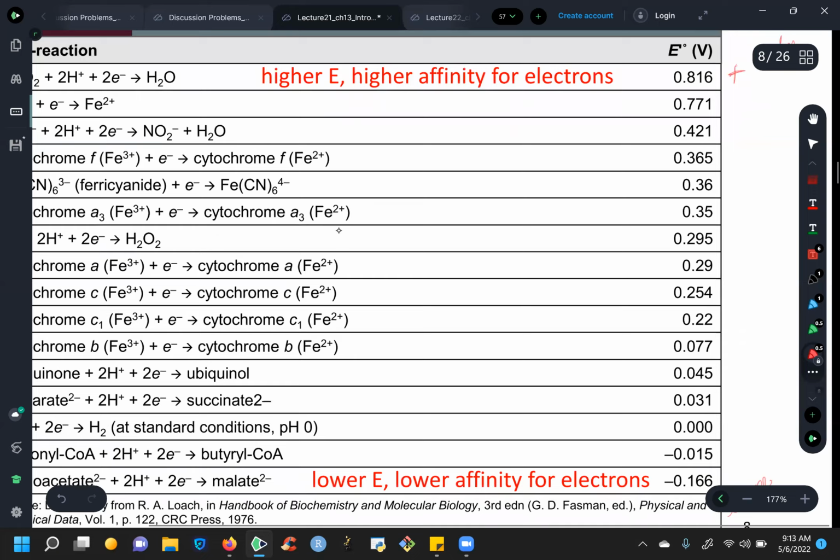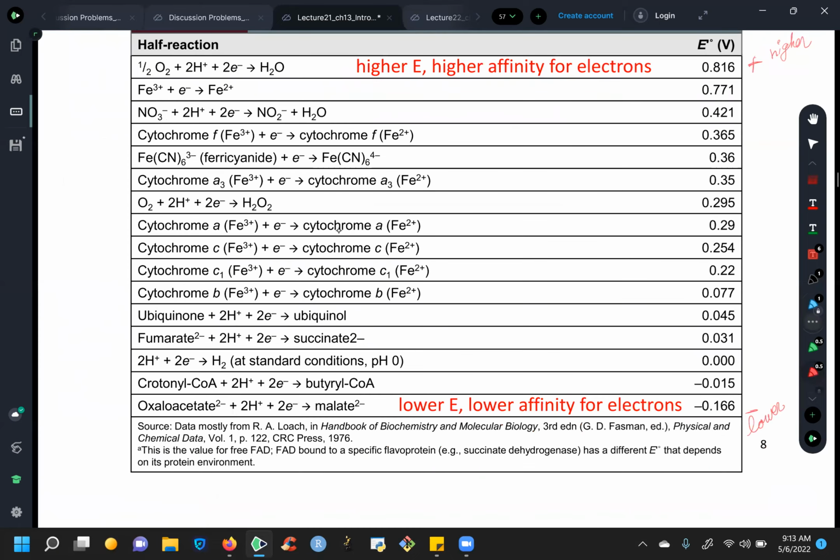Electrons will travel from the lower to the higher reduction potential value. That makes sense because electrons are negative and they want to travel to the region that is more positive. On the left, we just have the different types of reactions. The one we used in lab, well, we have oxaloacetate here, fumarate, ubiquinone, iron, oxygen.